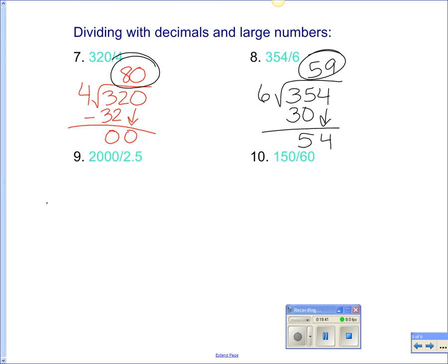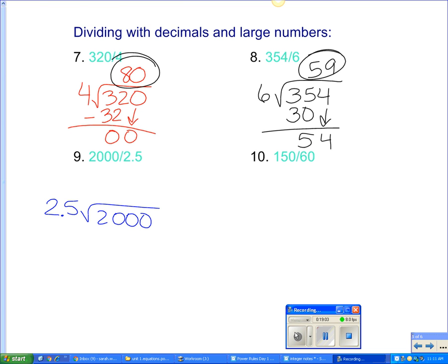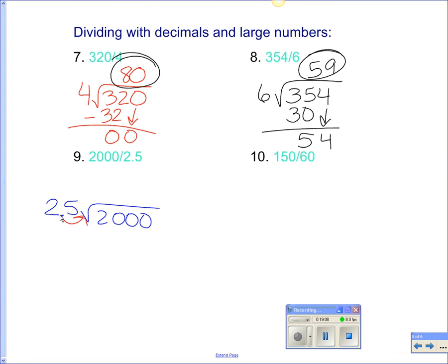All right, this next one you have a decimal, 2.5 into 2,000. So you can multiply with decimals. That's what we were doing on that last thing. You cannot divide decimals. You have to get rid of it before you can divide it. So to get rid of it, you move it over there. So 2.5 would turn into what number? 25.